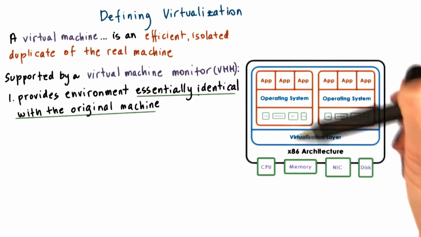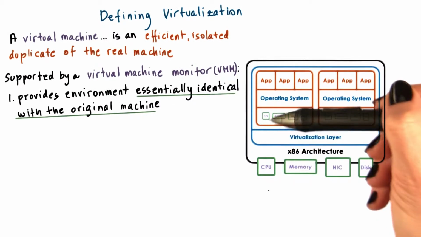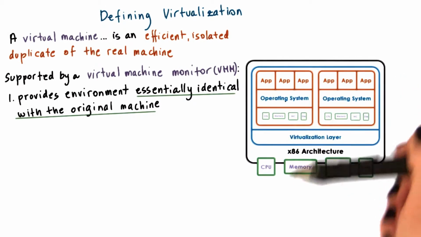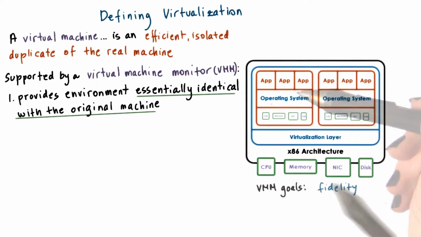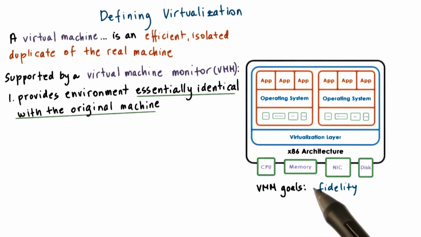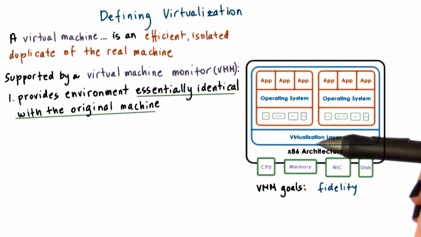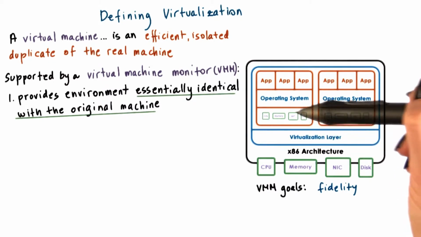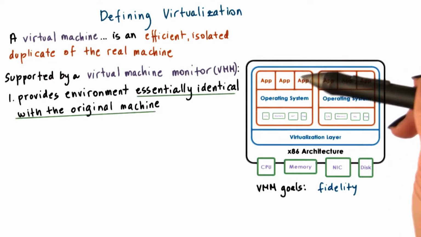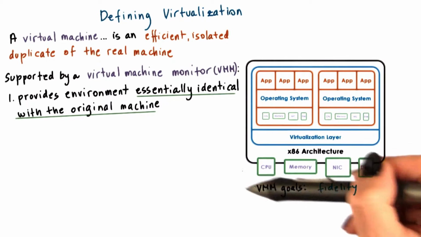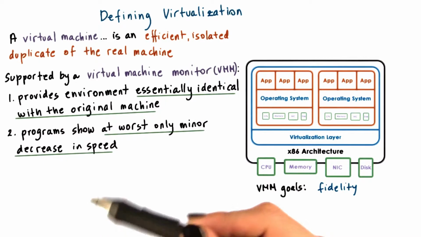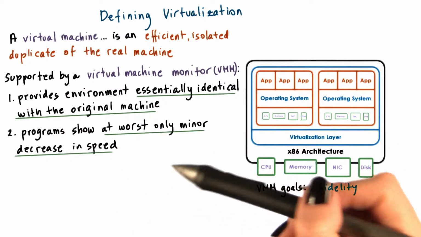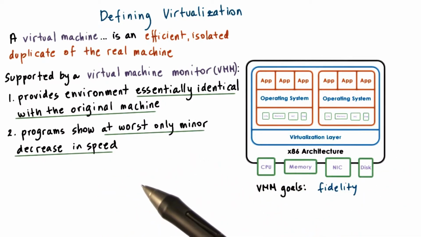As I said, the capacity may differ. However, it would be the same kind of CPU that the virtual machine thinks it has, the same types of devices, etc. What this means is that one of the goals of the virtual machine monitor is that it must provide some fidelity, so that the representation of the hardware that's visible in the virtual machine matches the hardware that's available on the physical platform. Second, programs that run in this environment show at worst only minor decrease in speed.